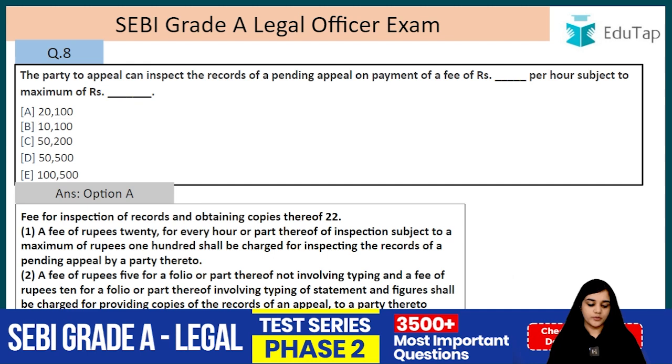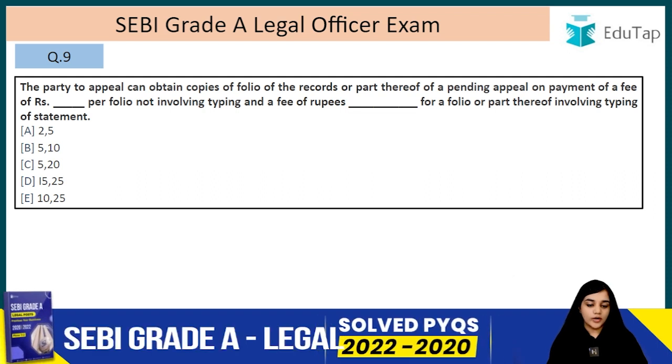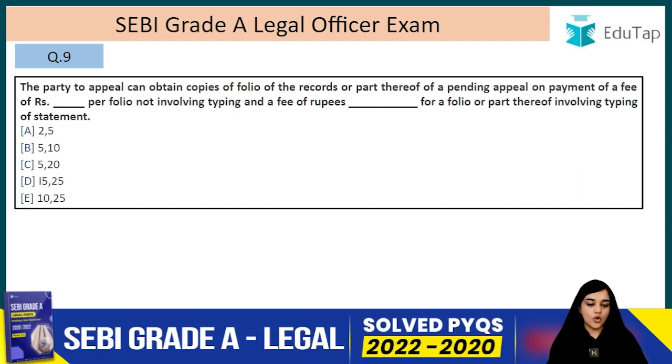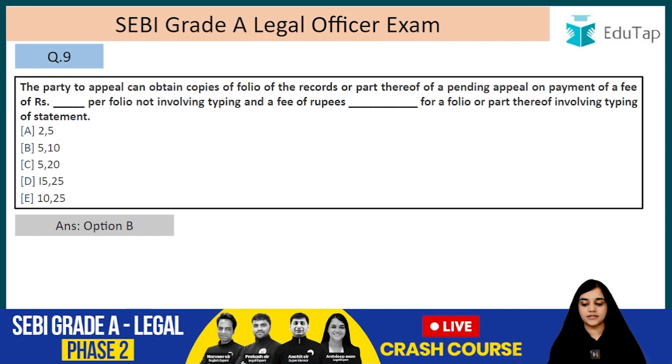Right, let's move on. Question number 9. The party to the appeal can obtain copies of the folio or the records or part thereof of a pending appeal on the payment of the fee of rupees dash per folio not involving typing, and a fee of rupees dash for a folio or part thereof involving typing of the statement. We have just read this in the previous question. So the answer is 5 and 10, that is option B.